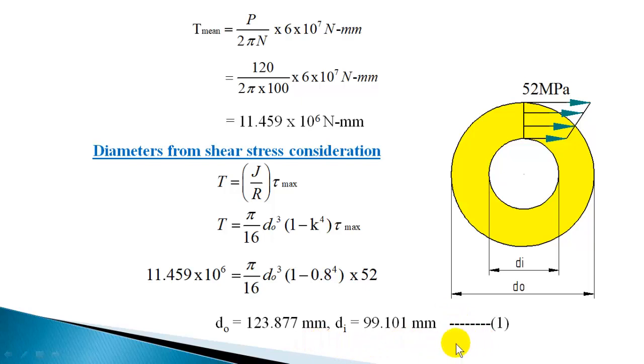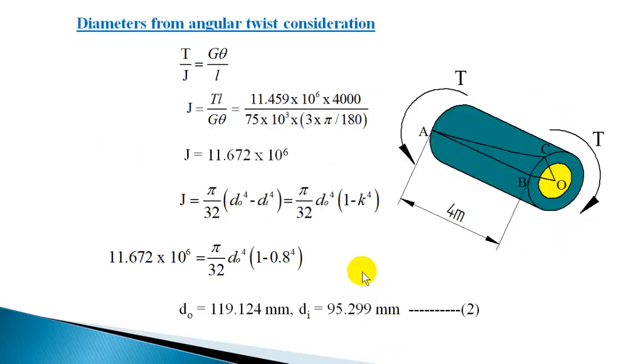So this is only considering the shear stress we are getting these diameters, but we need to check the angular twist also. So we have another condition: angular twist should not exceed 3 degree in a shaft length of 4 meter. For that you have to use part of the torsion equation. T by J is equal to G theta by L, or J is TL by G theta. Now torque is known, length is 4 meter or 4000 mm, and G value is given as 75 into 10 raised to 3 Newton per mm square.